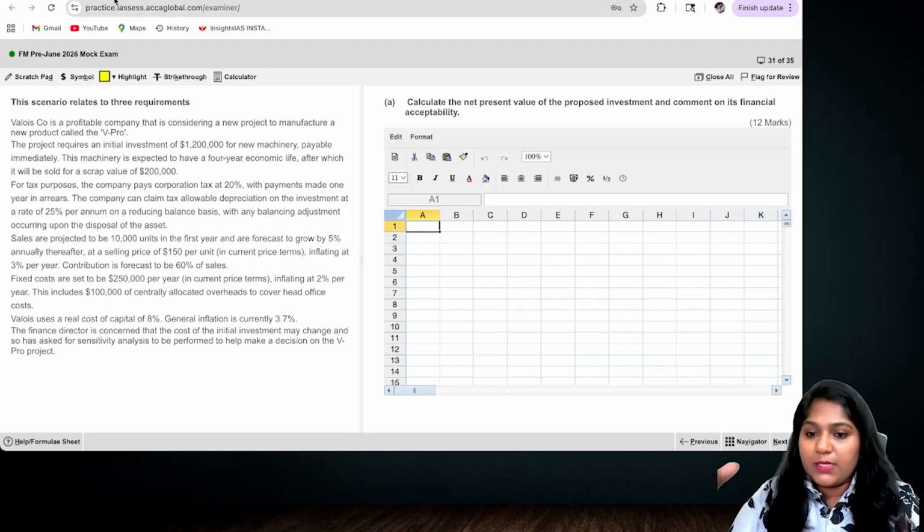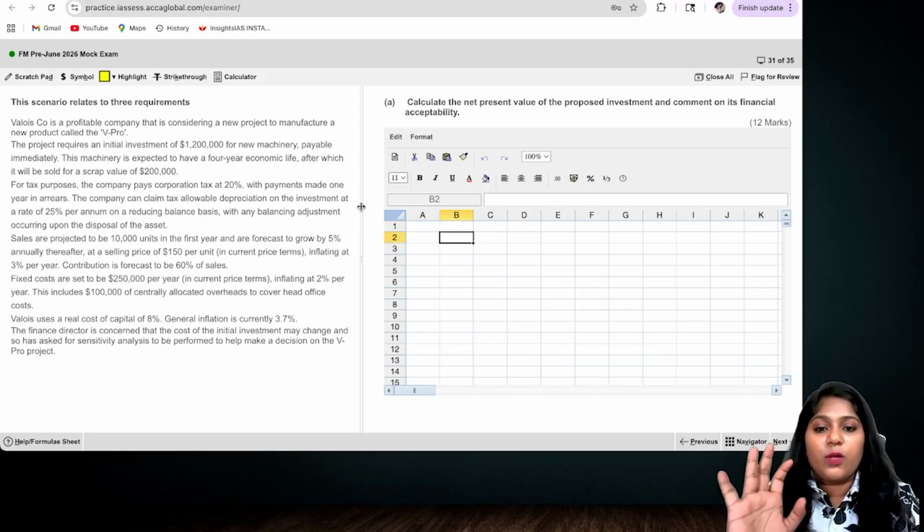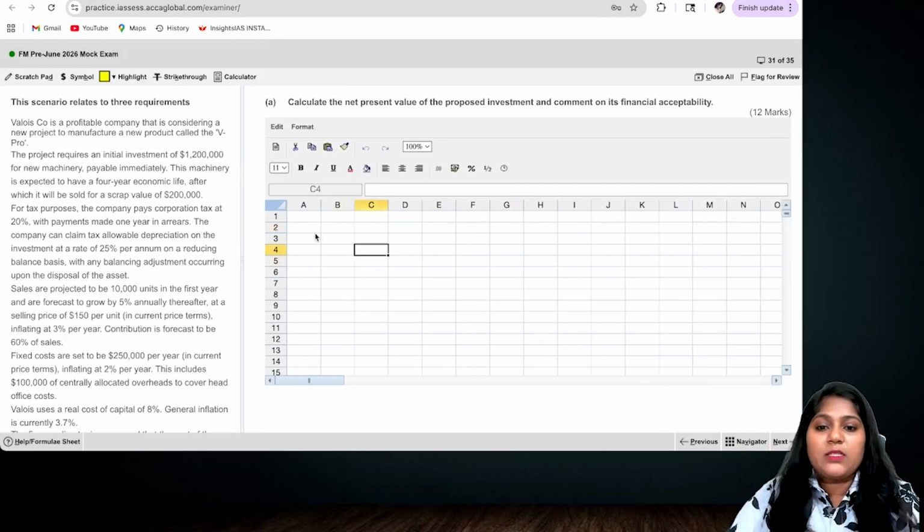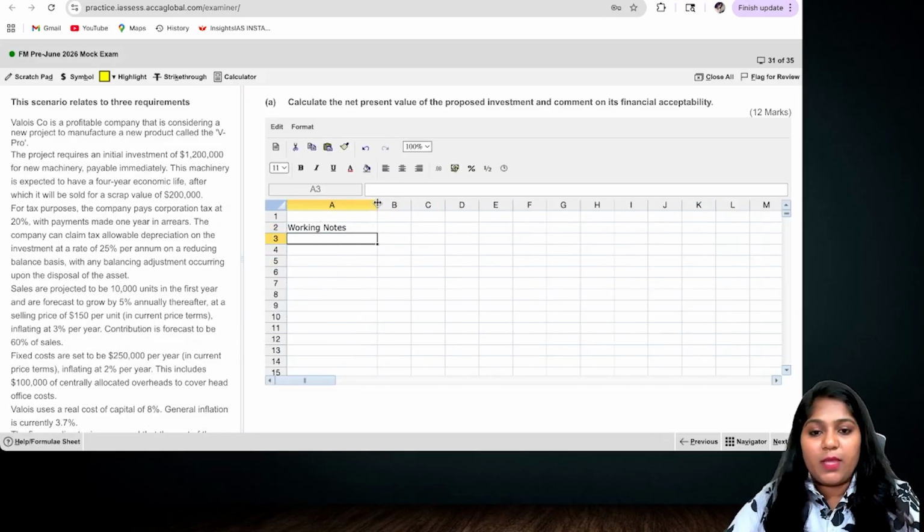And the second part is we use a real cost of capital of 8%, with the general inflation being 3.7%, but we are concerned that the cost of the initial investment may change. So I've also been asked to perform sensitivity analysis to help make a decision on the V Pro project. First, the requirement is about the calculation of NPV. See guys, first I will do certain working notes so that I can calculate my NPV.